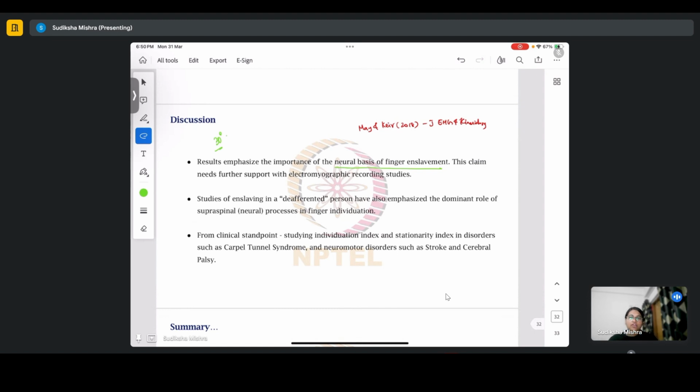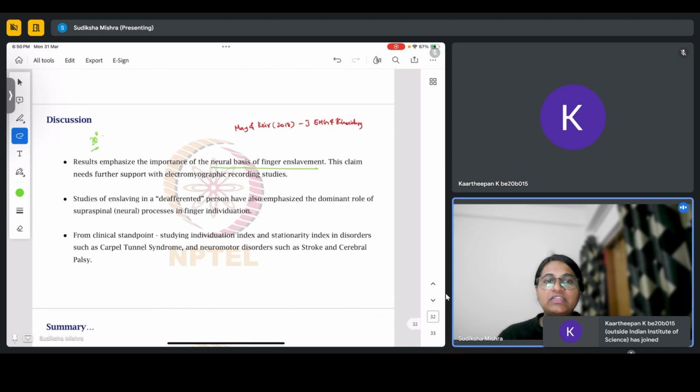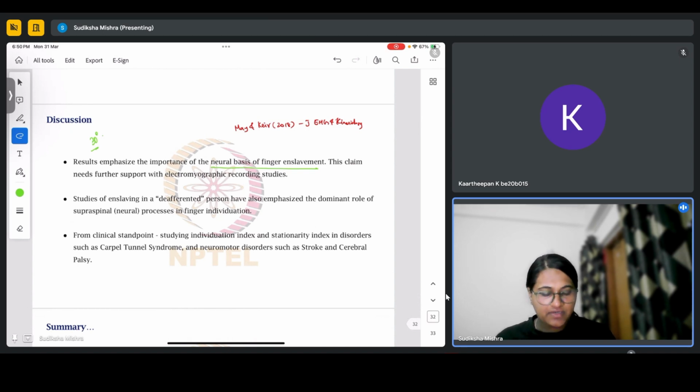From a clinical standpoint, studying the individuation index and stationary index will lead to studying different disorders such as carpal tunnel, where there are known disadvantages in the finger movements, and various neuromotor disorders such as strokes, wherein the digit movement is compromised.